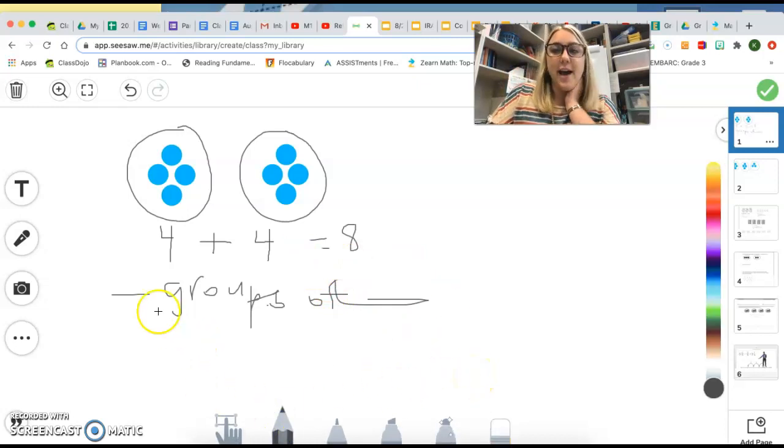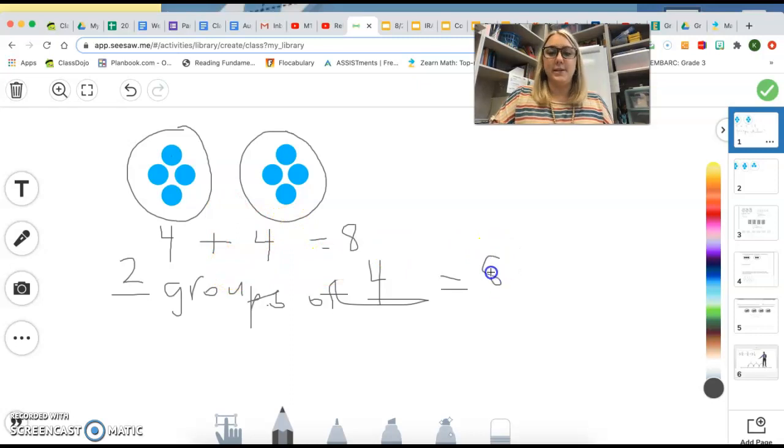So how many groups do I have here? I have one equal group, 2. Good job. 2 groups of, and then how many are in each group? Okay, 1, 2, 3, 4, right? So I have 2 groups of 4. Now, what does that equal? Well, if I have 2 groups of 4, we know that 4 plus 4 is going to equal 8. Yep. So there's my second way that I can write this. So far I have repeated addition, and I have 2 groups of 4, okay?